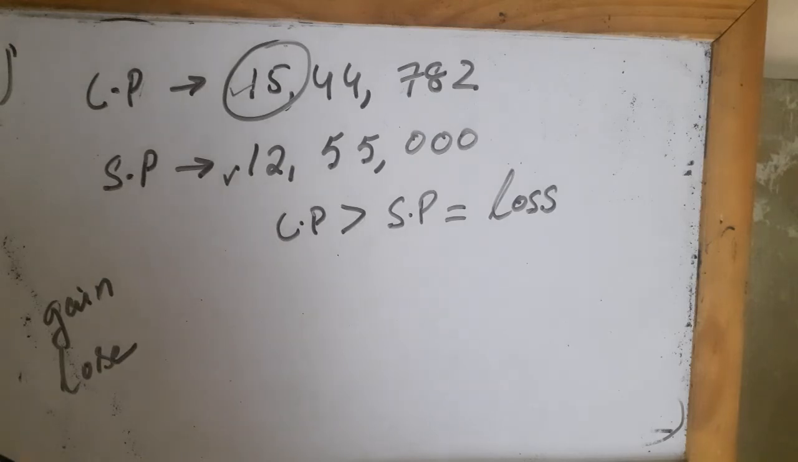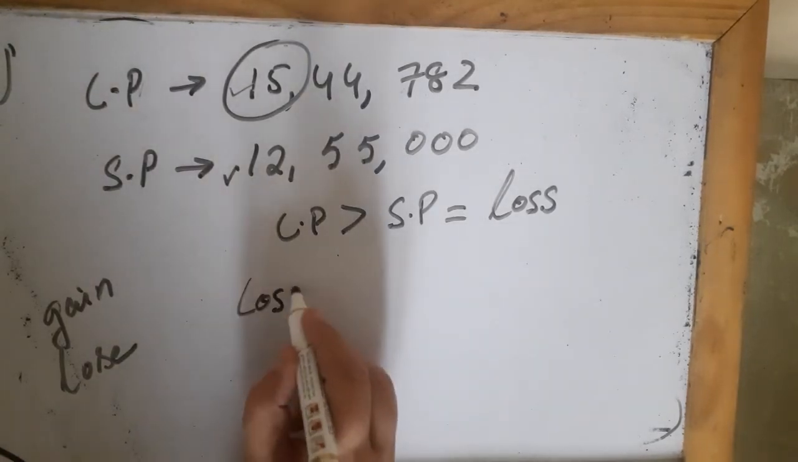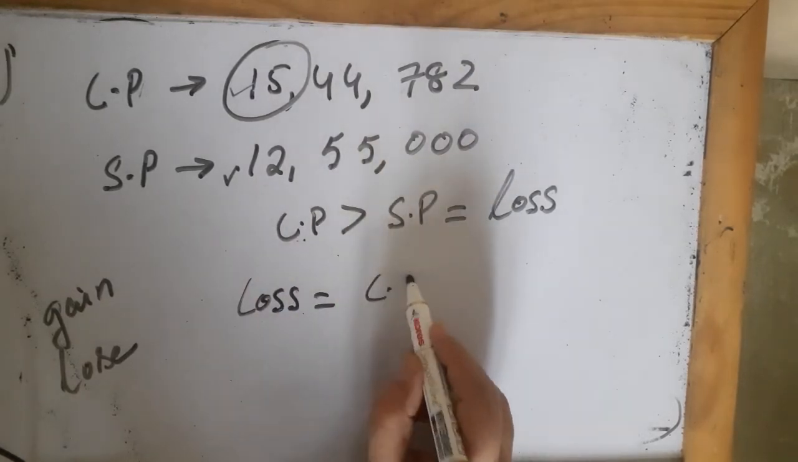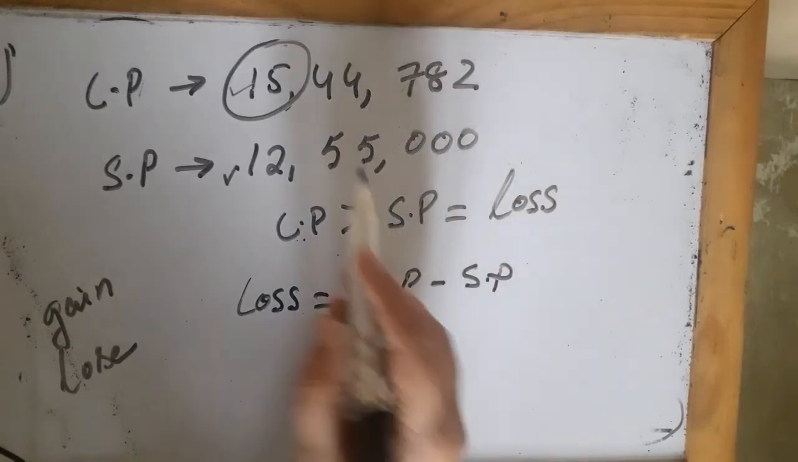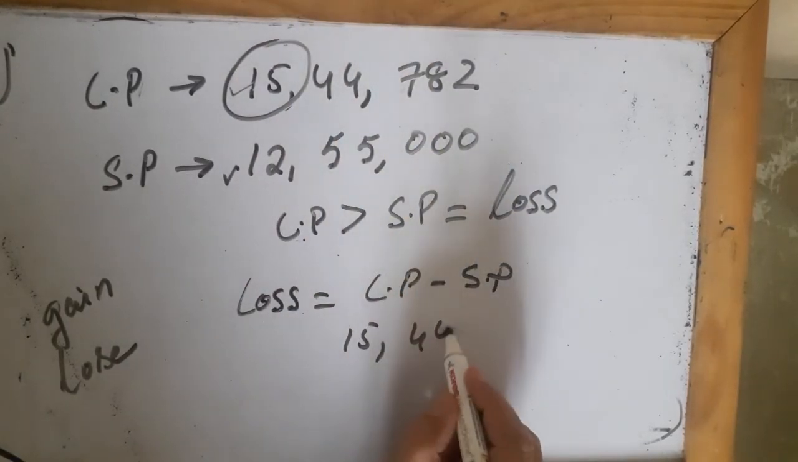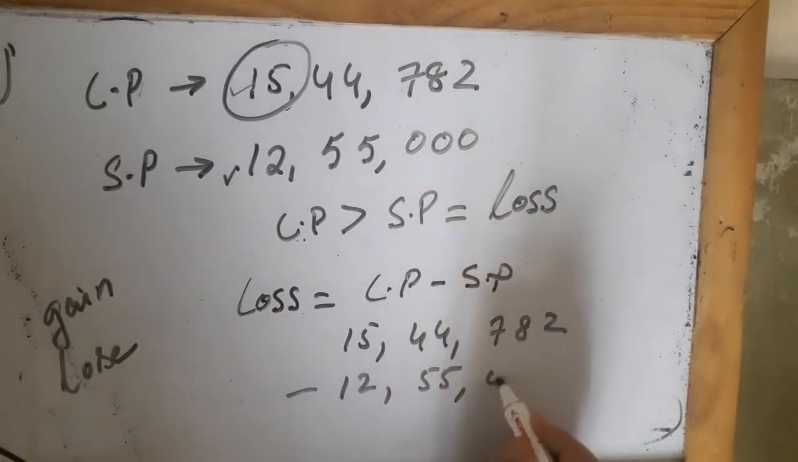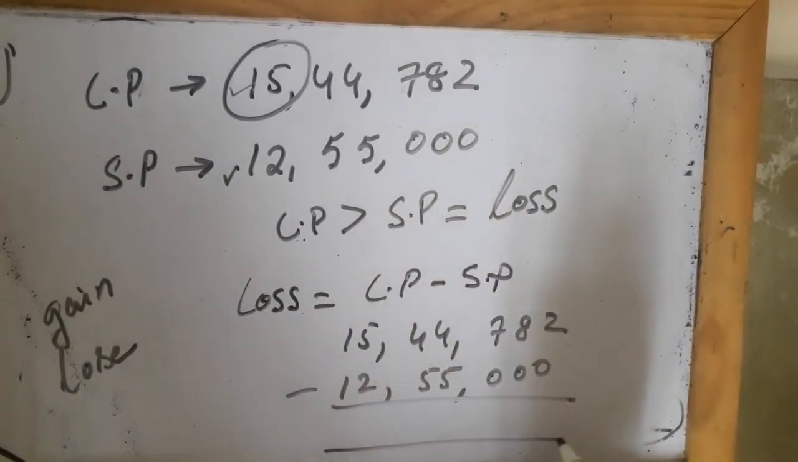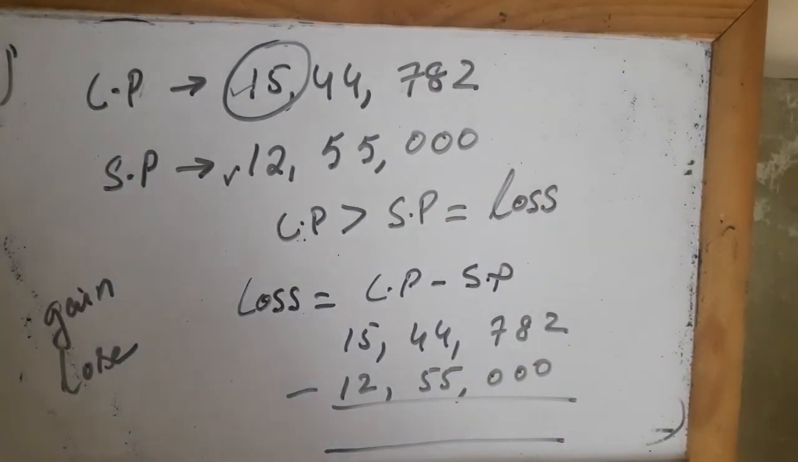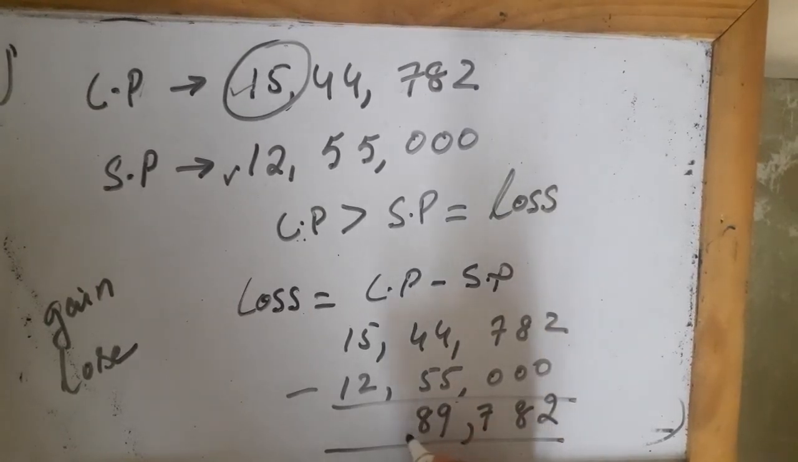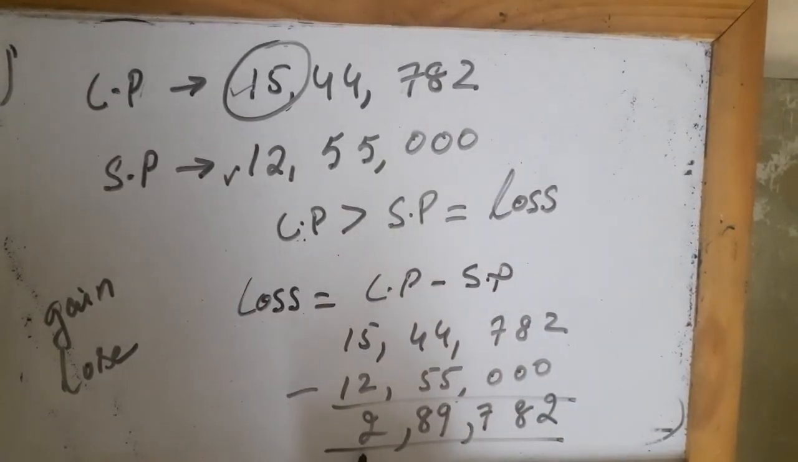And find her profit or loss. So how much loss did she have? I told you, because CP is bigger, the loss is CP minus SP. So from CP I will subtract SP, and the answer that you will get will be the loss that she suffered. So she had a loss of 2,89,782 rupees.